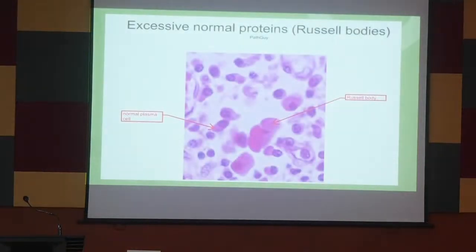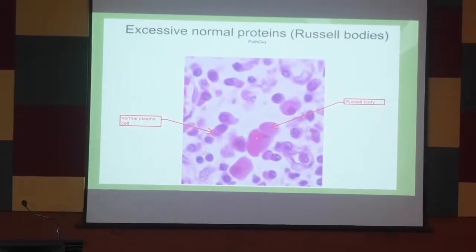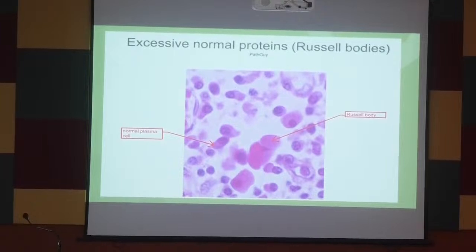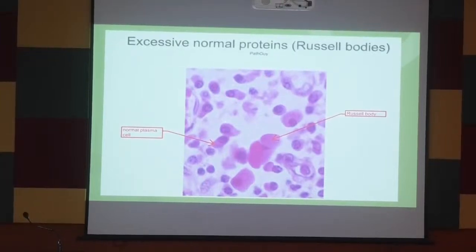Okay. Now, excessive normal proteins or immunoglobulin. This is Russell body. Okay. This is plasma cell. Normal plasma cell, B cell or plasma cell. Okay. Eccentric nucleus, moderate amount of cytoplasm, ovoid shape, but this is Russell body, okay? So immunoglobulin are deposited inside the cell in cytoplasm, an abnormal production of the normal protein or immunoglobulin. So this is a picture of Russell body, okay? Everybody can see this picture. So, this is Russell body, this is plasma cell, okay?